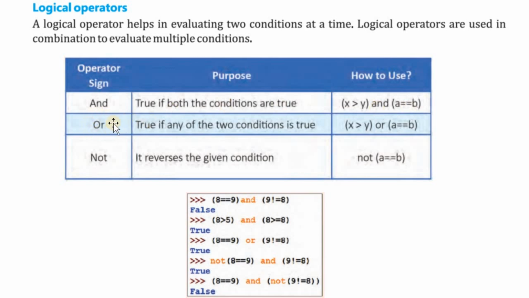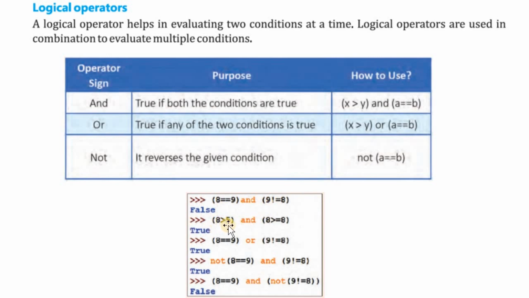Next, in case of OR, which is like this, the output will be true if one of them is true. Next, NOT. Here the output will be true if this one is false, and if this one is true, then the output will be false. See for example over here, 8 equal to 9, of course false, and since there is one false, the output will be false.